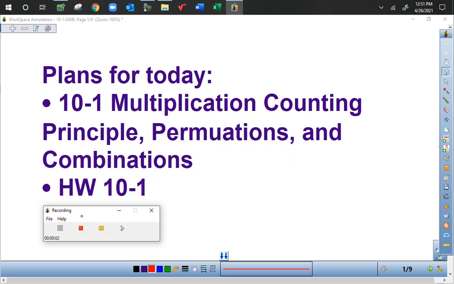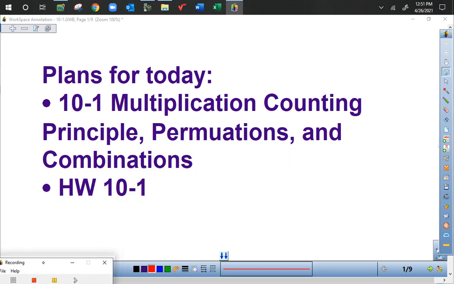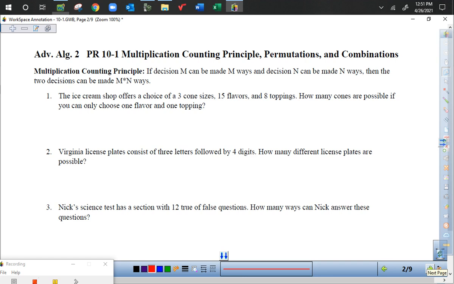All right, folks, today we're going to talk about some probability stuff. In order to talk about probability, we have to know about totals or number of ways to do things given a situation. So we're going to deal with the multiplication counting principle, what we call permutations, and what we call combinations. Our first thing we're going to look at is the multiplication counting principle.